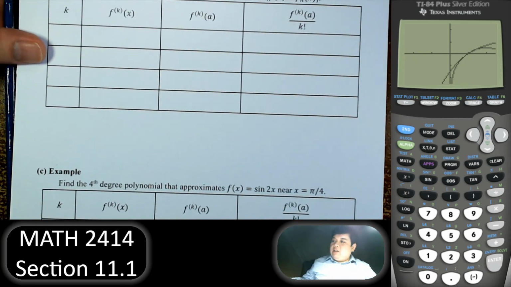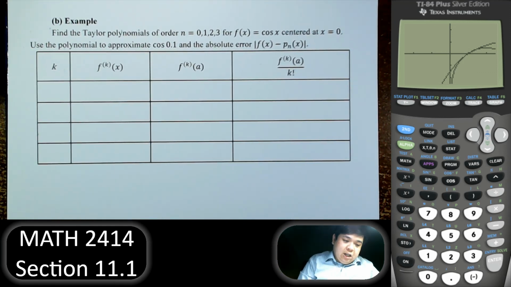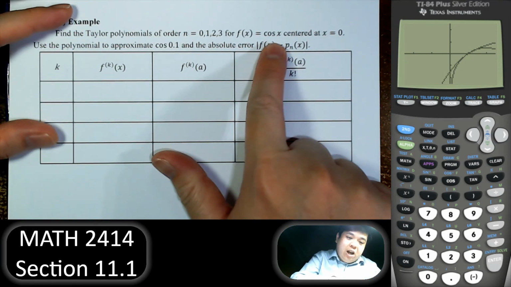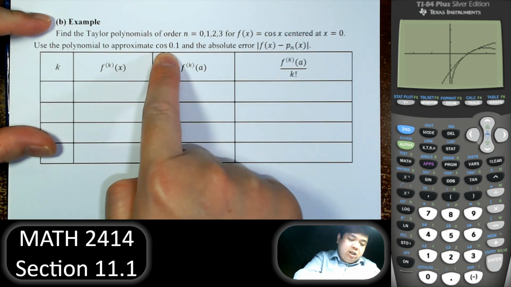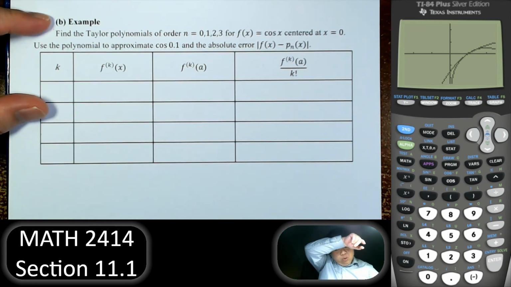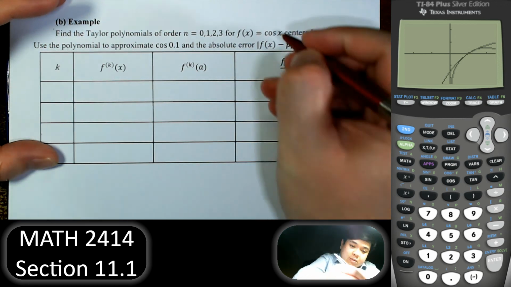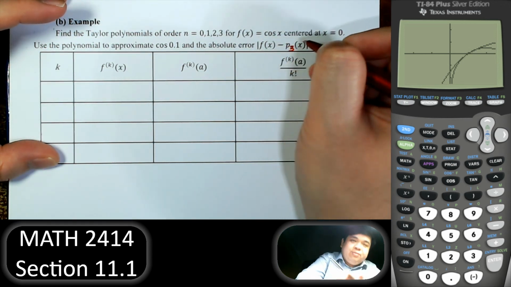Now let's look at the first example. Find the Taylor polynomial of order n = 0, 1, 2, 3. Actually, we're just going to do 3, and then we can chop it up whenever we want to. For cosine of x, centered at x = 0, use the polynomial to estimate cosine of 0.1 and the absolute error, f(x) minus P_n(x). Just do it for 3. We don't need to do that for every one of them.